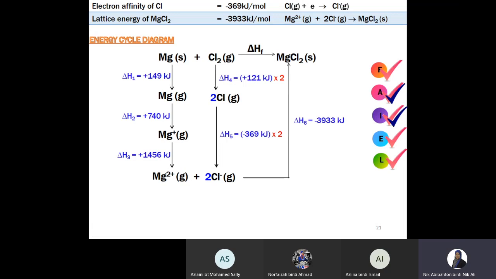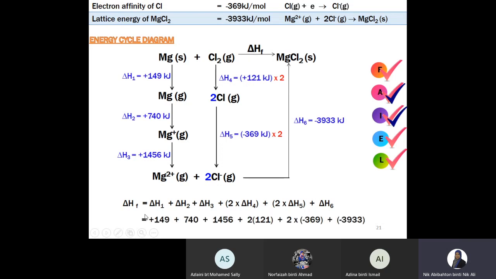Okay, we finished constructing the energy cycle diagram. Now, our next question, we have to calculate the enthalpy of formation of magnesium chloride. We'll still apply Hess's law. Enthalpy change of the reaction is the same, whether the reaction takes place in one step or in a series of steps. So for a series of steps, we're going to sum all of the values of the enthalpy to get the value of enthalpy of formation.